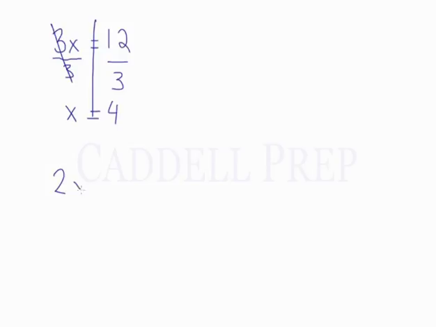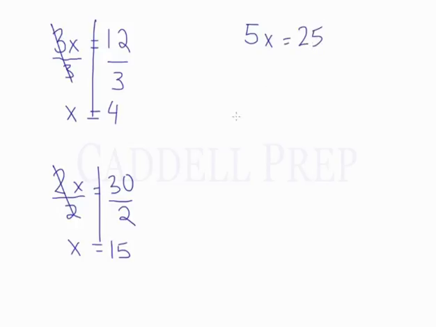Some more examples. 2 times x equals 30. Alright, to get x by itself, we have to do the inverse of multiplication, which is division, on both sides. And we get that x equals 15. We also have 5 times x equals 25. Let's take a look at this one. Draw our line. We'll just divide by 5 over here because, of course, our goal is to get x by itself. And divide by 5 on the right. And we have that x equals 5.